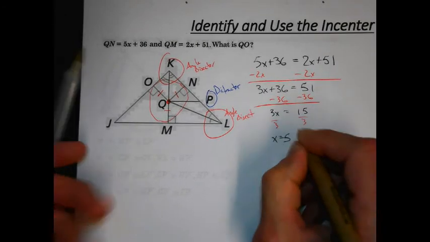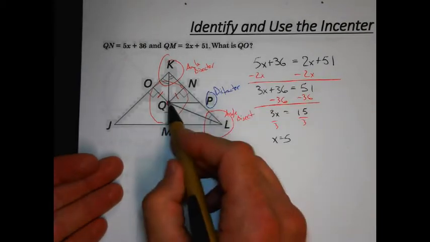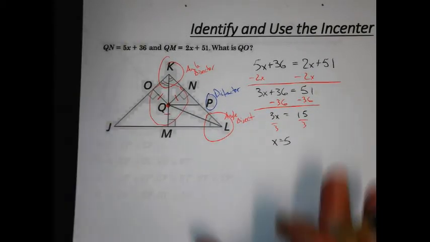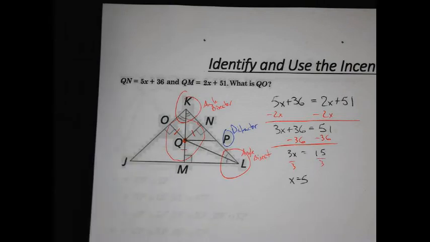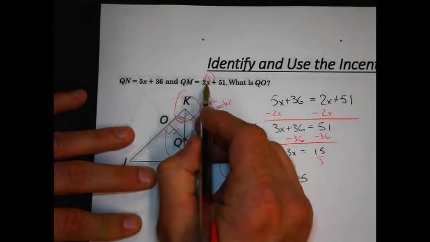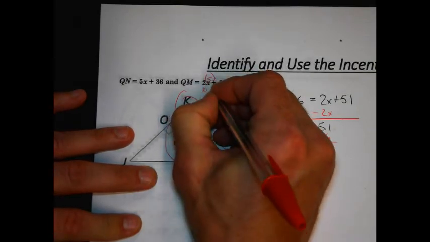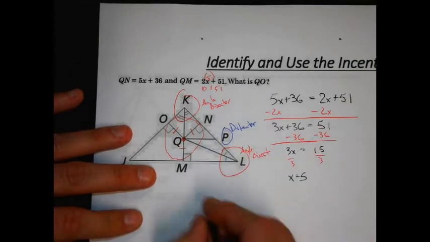But before we go circling anything, we have to read the question. What is the length of QO? So we have to find out, well, what is the length of either QN or QM? Because they're all the same. So I'll just substitute a 5 wherever I see it. 2 times 5 plus 51. 2 times 5 is 10. 10 plus 51 is 61. So the answer is, of course, 61 units.